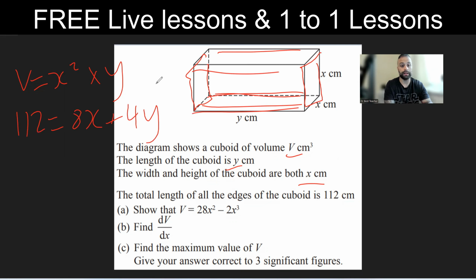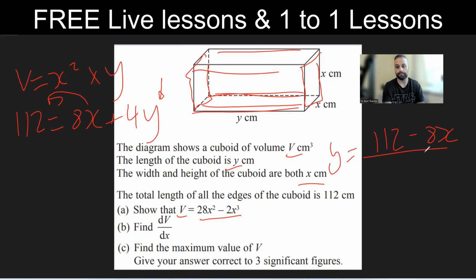Now I want to make Y the subject, so it's really important. They say show that V is equal to that, so they got rid of the Y. So what I'm going to do is make this equation equal to Y. So I write Y is equal to 112, I move the 8x to the other side, minus 8x, divided by 4. And that is my answer for Y.